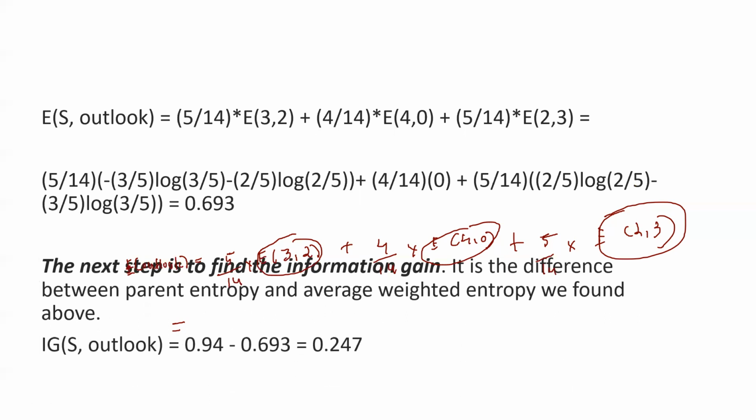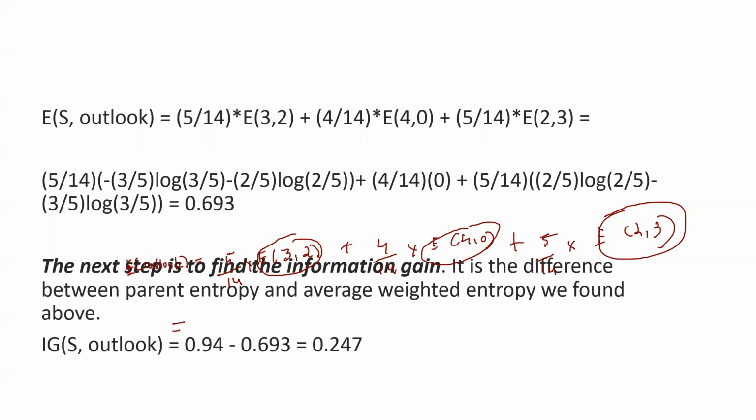After that, we need to subtract this outlook entropy from the overall entropy. The overall entropy is 0.94, which we got earlier. To get the information gain on outlook, we subtract 0.693 from 0.94. So the information gain we got for outlook is 0.247.